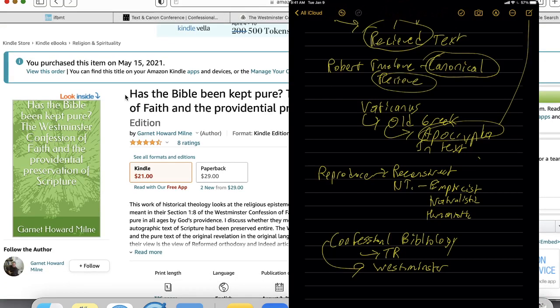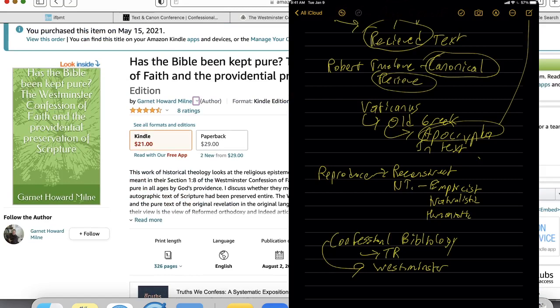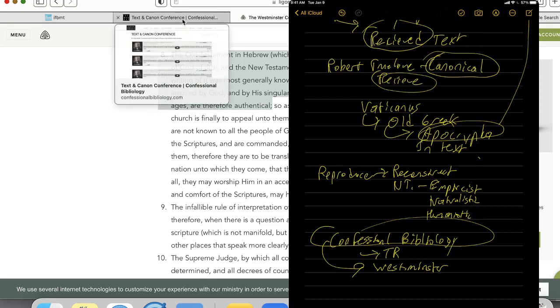The Westminster Confession of Faith and the Providential Preservation of Scripture. And Garnet Milne goes through the writings of the Westminster Divines to show what they would have meant in this confession by this phrase, that it was by his singular care and providence kept pure in all ages. And so they believe, the confessional bibliology people believe, that the TR is the text family that God has, by singular care and providence, kept pure in all ages.